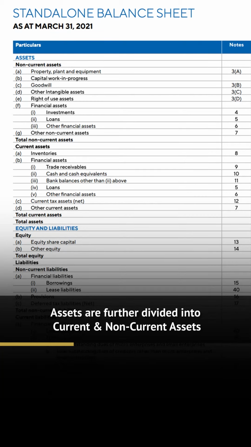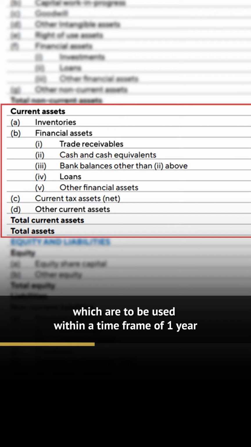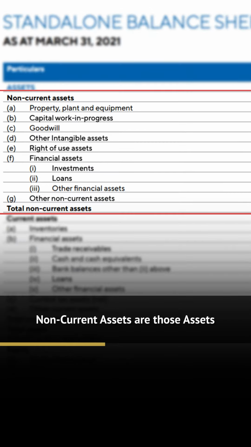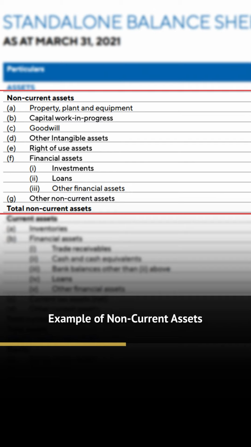So assets are further divided into current assets and non-current assets. Current assets are those assets which are to be used within the time frame of 1 year. And non-current assets are those assets which will be there for a period of more than 1 year. So an example of a non-current asset on your personal balance sheet would be something like an FD for 3 years. So that is an example of a non-current asset.